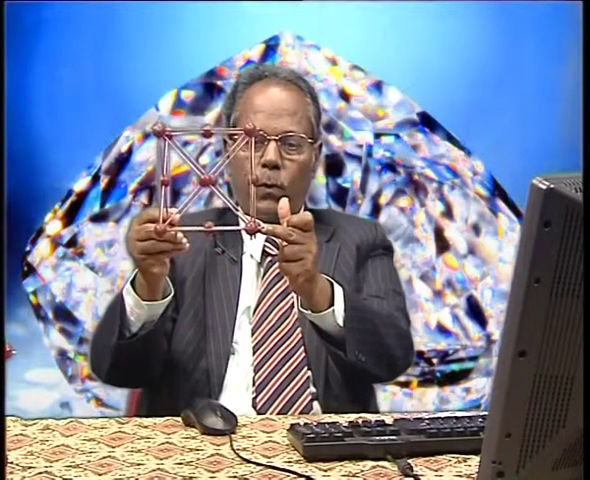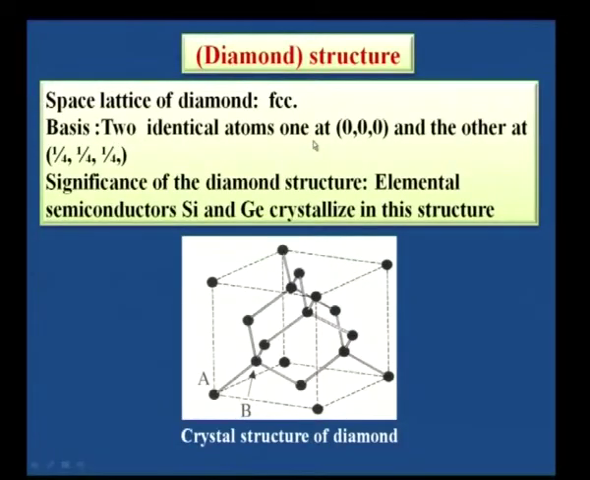Now, you visualize one lattice whose coordinate is 0 0 0, then push this through a/4, a/4, a/4. So it is nothing but two interpenetrating or interlocking FCC lattices. Two identical atoms, one at 0 0 0, then one pushed along the body diagonal by 1/4, 1/4, 1/4. Two identical atoms, one at 0 0 0, the other at 1/4, 1/4, 1/4, this is the basis.